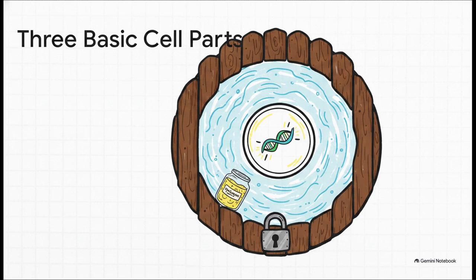Next up, think of the cytoplasm as a sort of protective jelly. It's this gel-like fluid that fills the inside of the cell where all the other structures safely float around. And finally, we have the nucleus. You can think of this as the brain or the control center. It carries your DNA, those genetic instructions that direct literally all the activities of the cell.